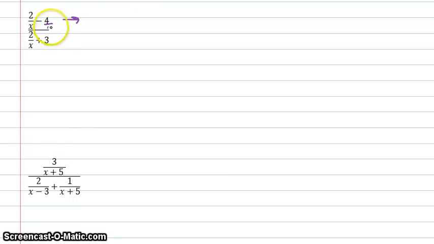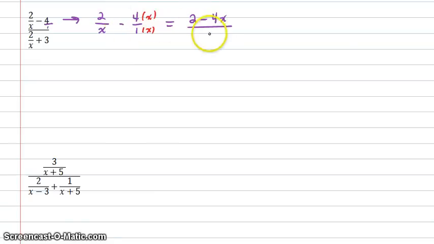So I need a common denominator. 2 over x is fine, but I'm going to have to multiply the 4 over 1 by x on the top and an x on the bottom, so that they both have a denominator of x. So that equals 2 minus 4x, and the denominator, remember, stays the same when we're subtracting, so that's x in the denominator.